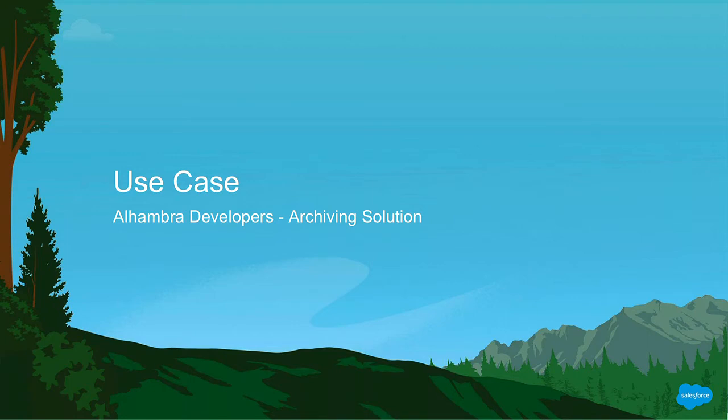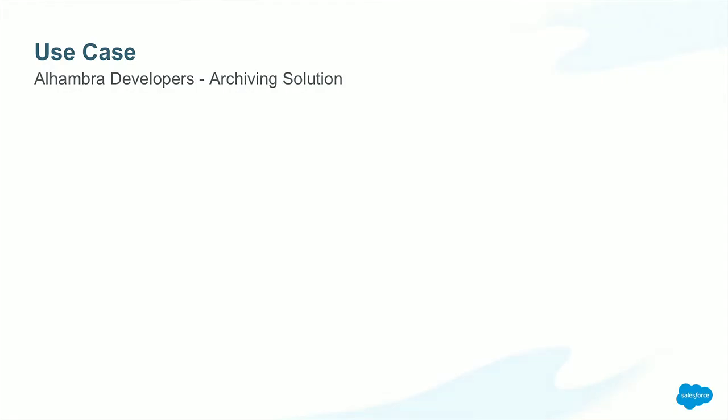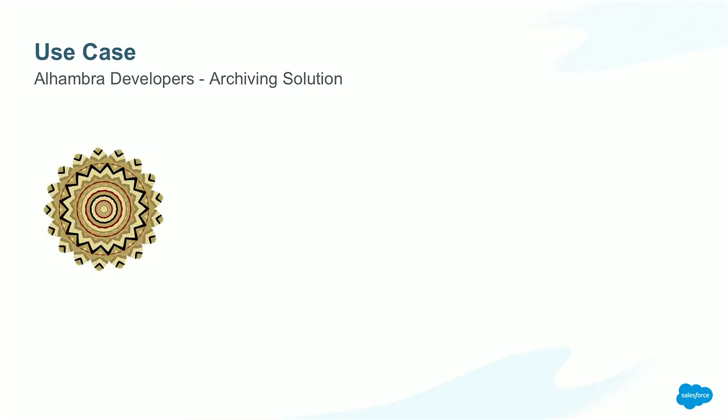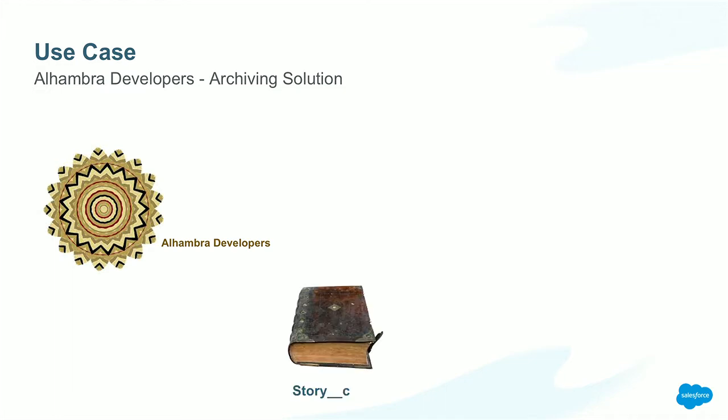So what better way to explain this than with a fairly real use case? Agustina and I, for the purpose of this presentation, have created a fake company called Alhambra Developers. As a company that creates software, we have a story custom object in which we store all the definitions of the functionalities that we are going to deliver.